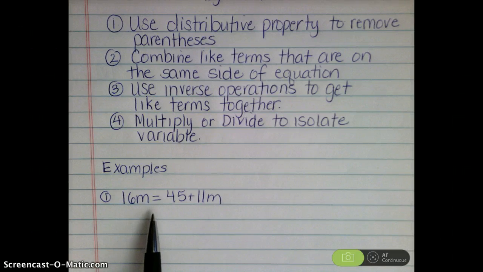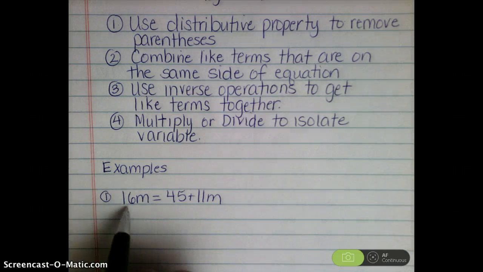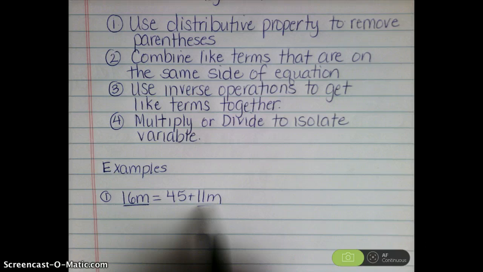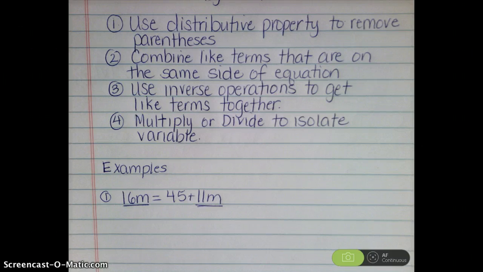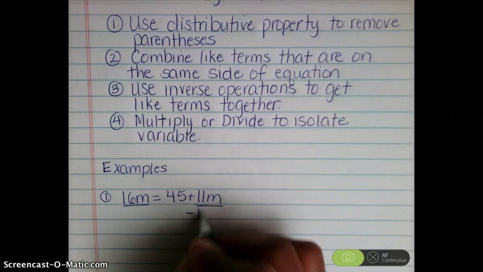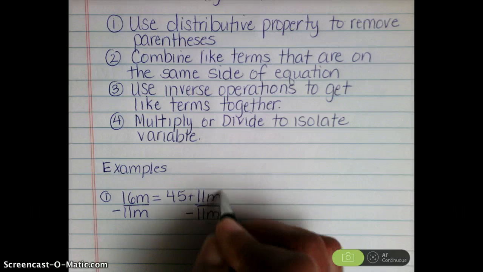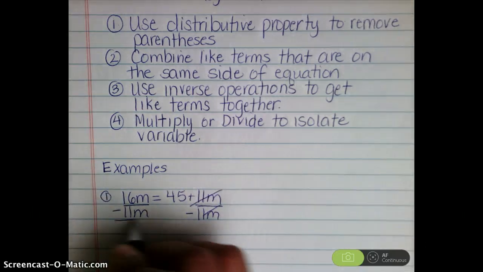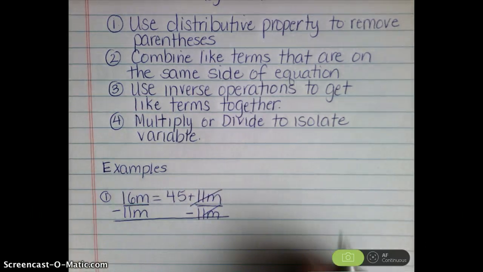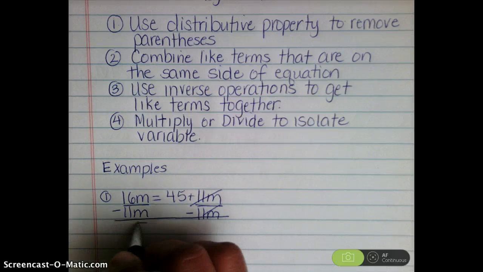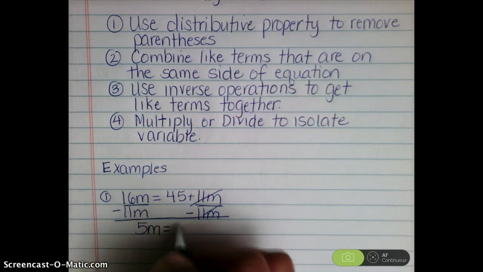Step 3 says to use inverse operations to get your like terms together. So we're going to identify our like terms. We have a 16m and 11m. Our goal is to have these two terms on the same side, isolated from the constant term. So here we're going to subtract 11m because addition and subtraction are inverse operations. These 11m's cancel. 16m minus 11m gives us 5m equals 45.